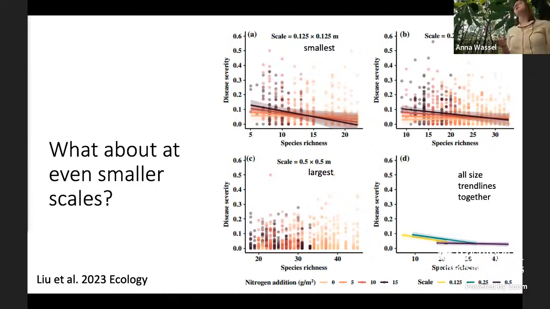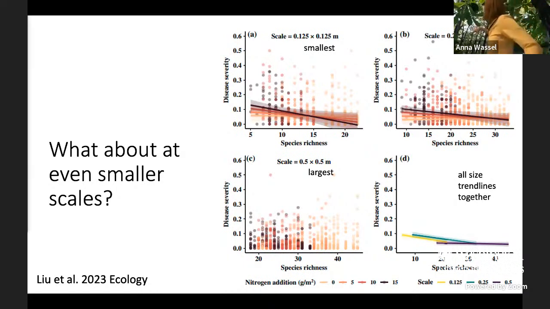Because those mechanisms of dilution, like thinking about the encounter reduction, those sorts of mechanisms should mostly operate at those very small scales. So in this study, published this year by Liu et al. in ecology, they studied plant communities and studied the effect of different plot sizes in whether they observed dilution.